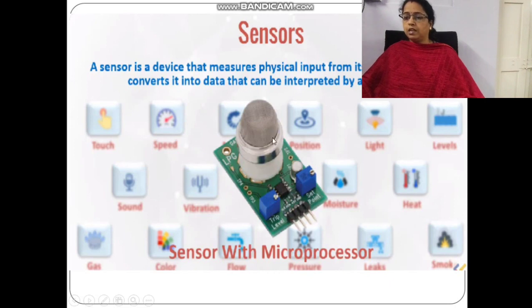So here there is a small sensor shown, which is able to measure any physical input from the environment, and it is capable of converting that input into such a form that the computer can process it. It can interpret and then process that data.